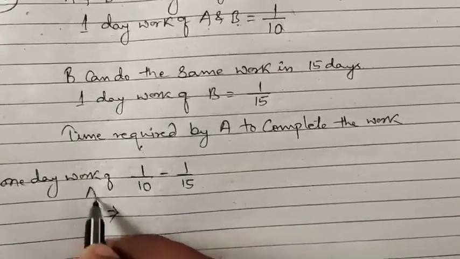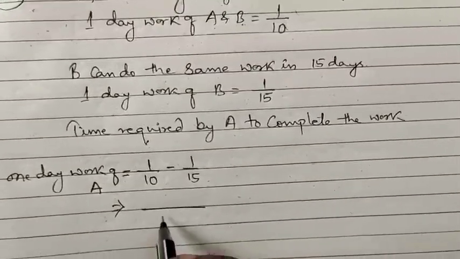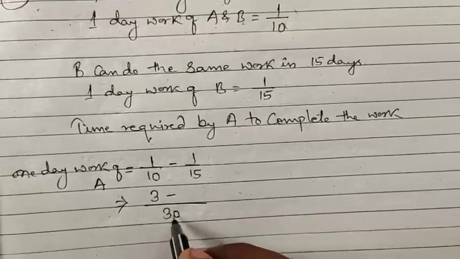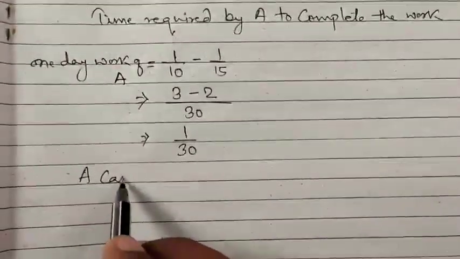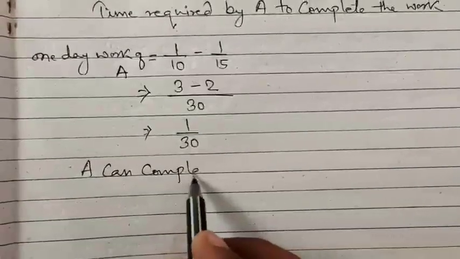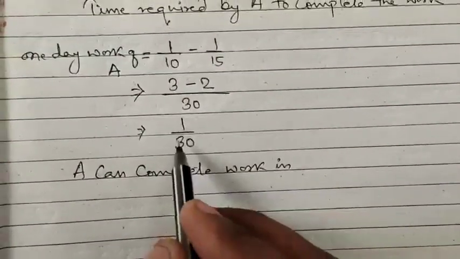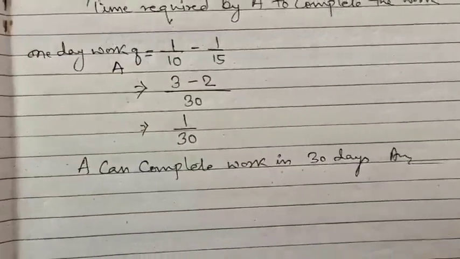One day work of A is equal to 1/10 minus 1/15. LCM will be 30. 10 times 3 is 30, 15 times 2 is 30. So 3/30 minus 2/30. It means one day work of A is 1/30. It means that A can complete the work in, we will take the reciprocal, 30 days. This will be our answer.